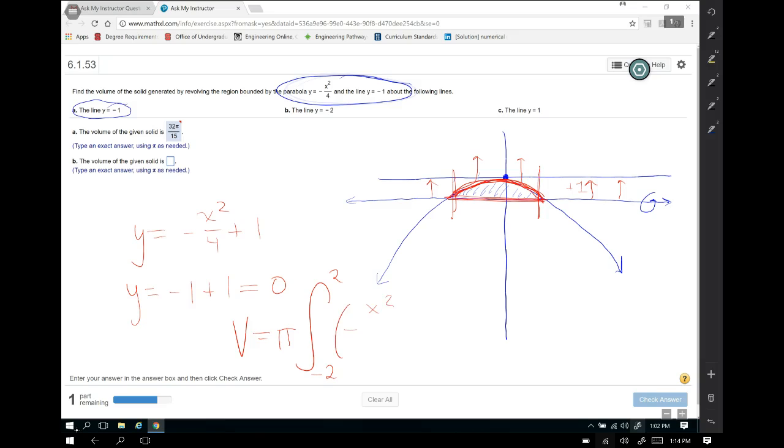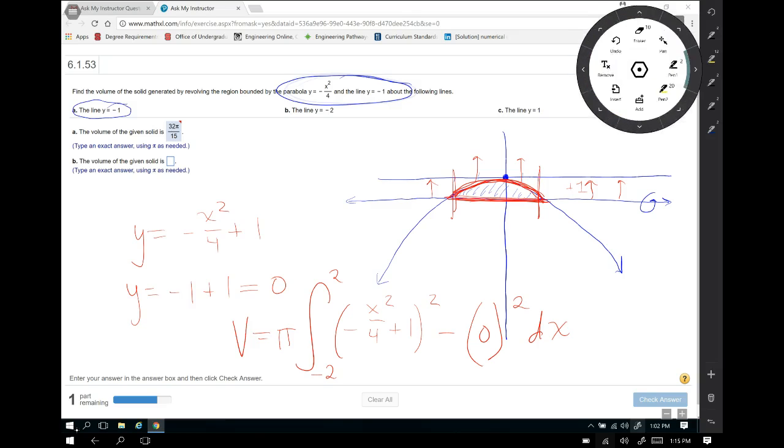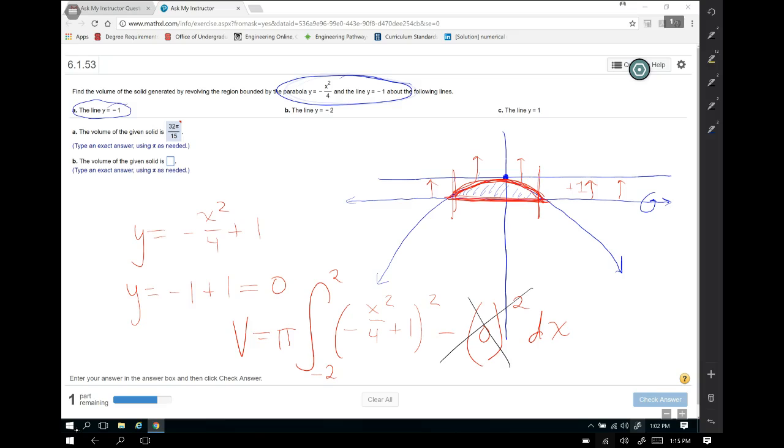So negative x squared over 4 plus 1, squared, minus, and then the line is closer to the axis of revolution, and actually once we shifted it, it actually is the axis of revolution. It lines up right on top of the x-axis. It ends up just being 0 squared, and it goes away. So really all we end up doing here is negative x squared over 4 plus 1, that quantity squared.